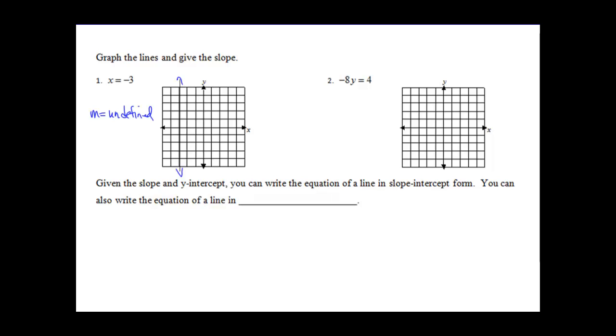Okay, with number 2, we have -8y equals 4. We need to solve for the variable, but if you look at it, it only has one variable. It has the y variable. If we divide by -8, you get y equals -1/2.